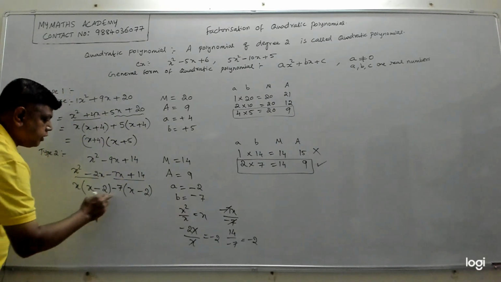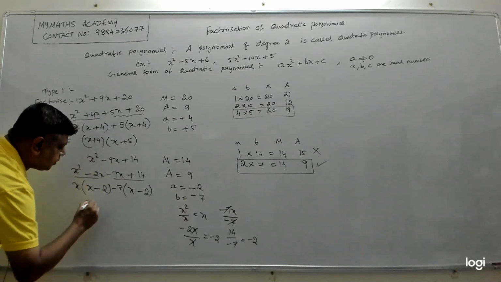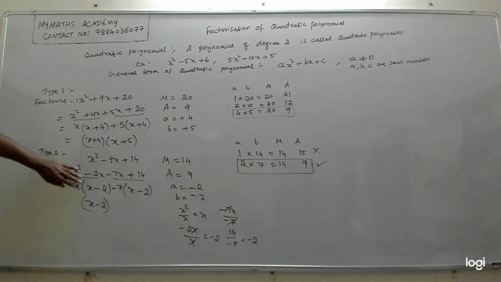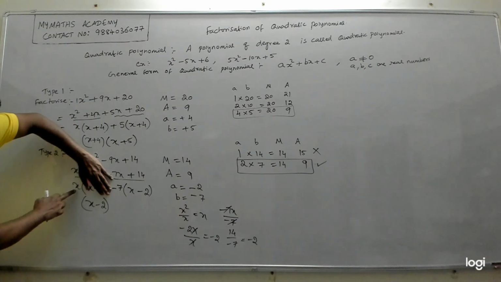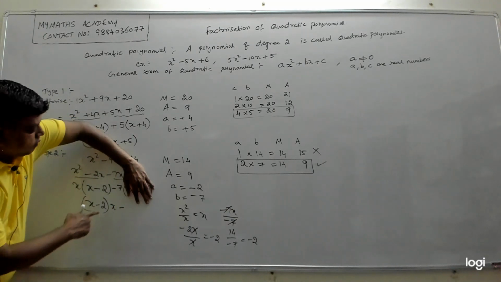Fine. Now in these two again, what is common? X minus 2 is here, x minus 2 is here. I will take x minus 2 common. Now if I take x minus 2 common from here, x minus 2 is gone, I will have only x. Minus, here x minus 2 is gone, I will have only minus 7.